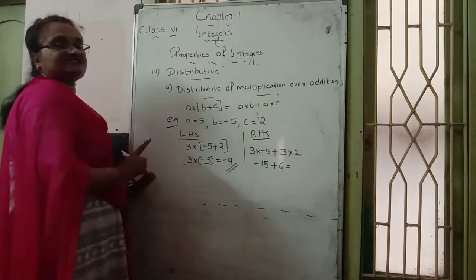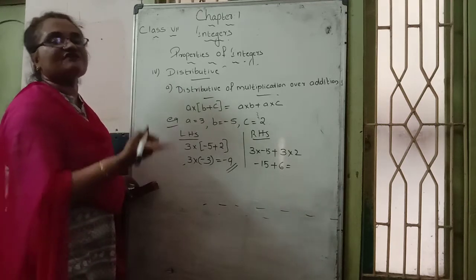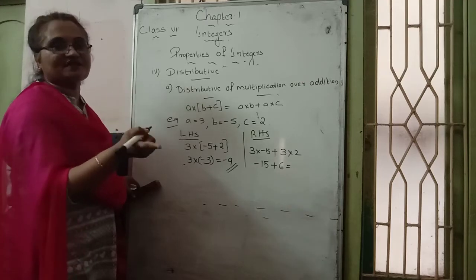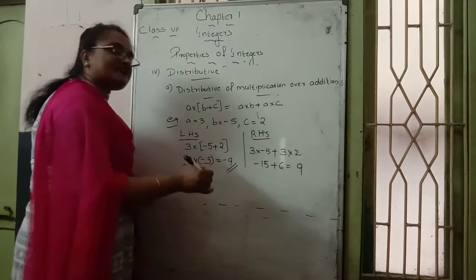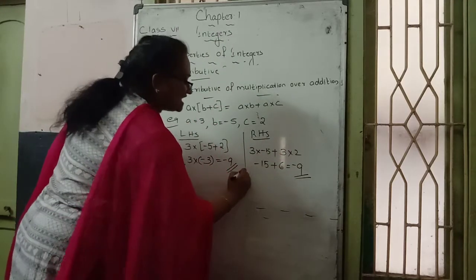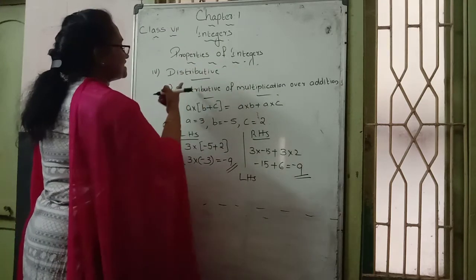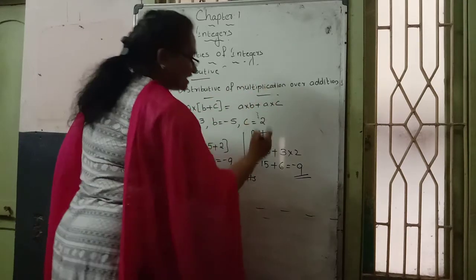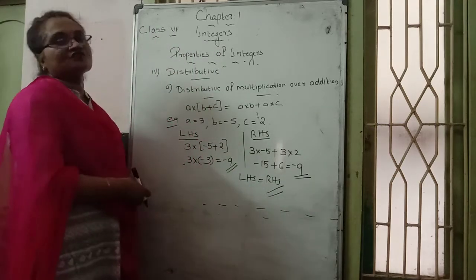Here also one is a negative integer and the other is a positive integer. What do we do? Opposite signs mean subtract and put the sign of the bigger number. So 15 minus 6 becomes 9. Which 9? 15 is bigger, that's why minus 9 comes as the answer. So we can say integers are distributive under multiplication over addition, as the LHS and RHS answers become equal.